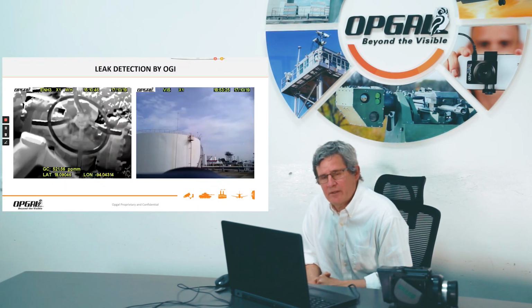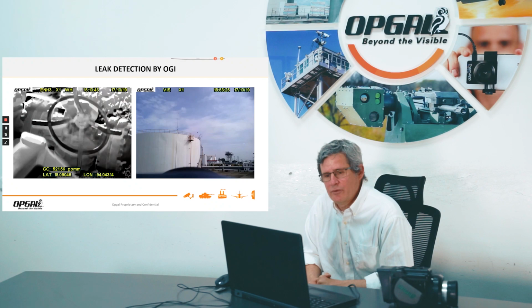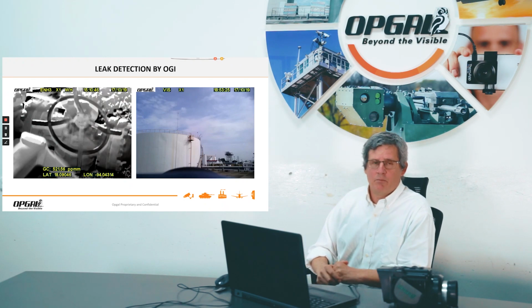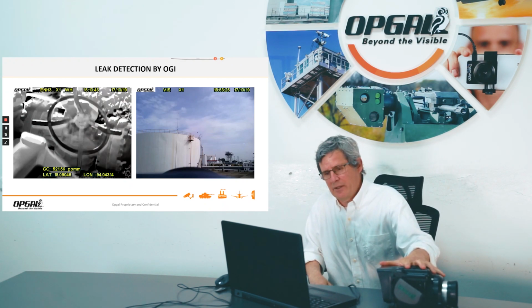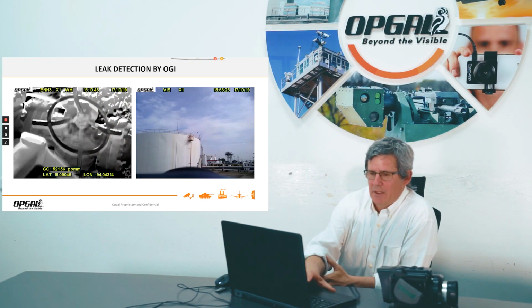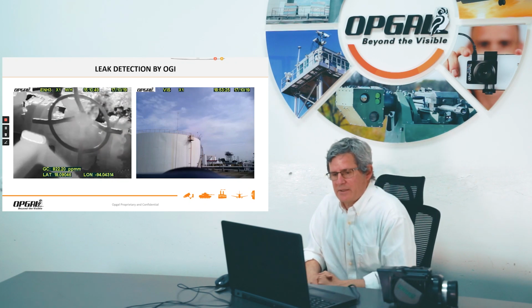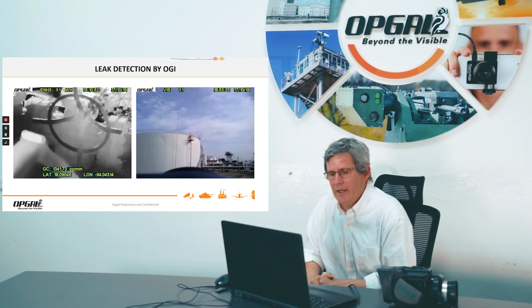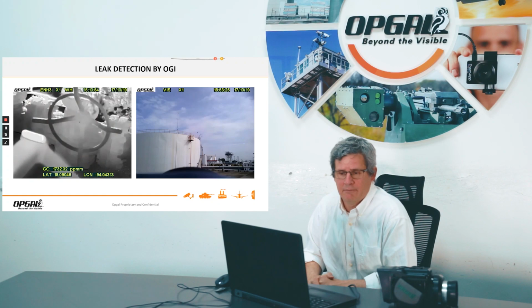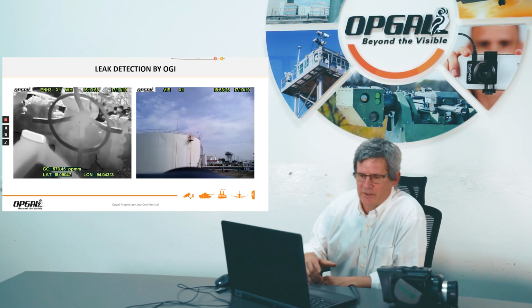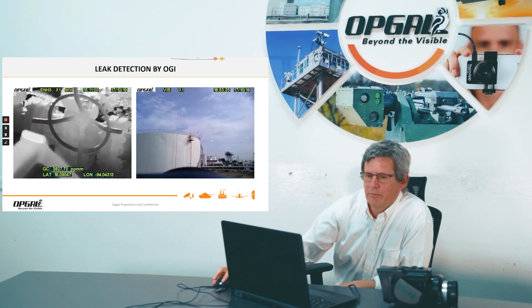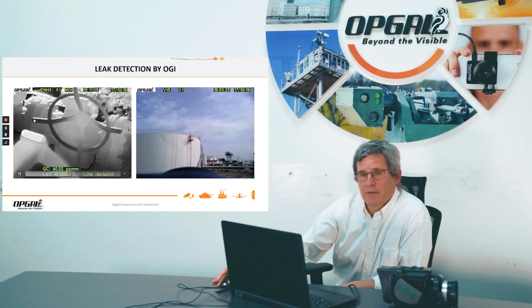What is OGI technology? I brought here two examples of movies taken by this camera beside me. The one on the left is a methane leak in an industrial facility. We can see leaks here in the center of this circle, but we can see that we have leaks in multiple points around this pipe.